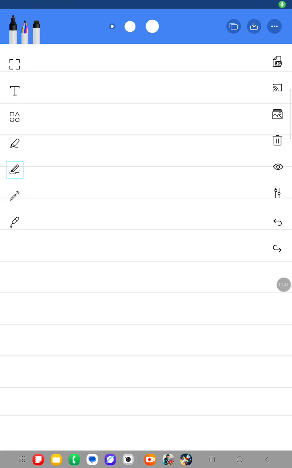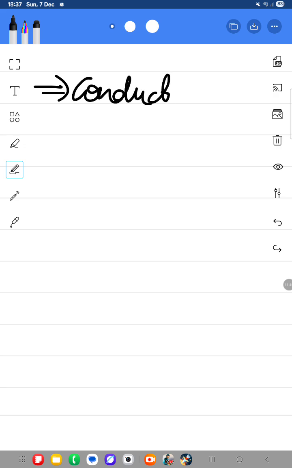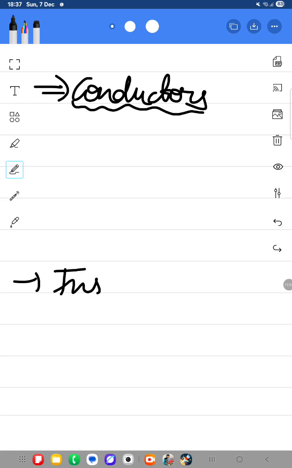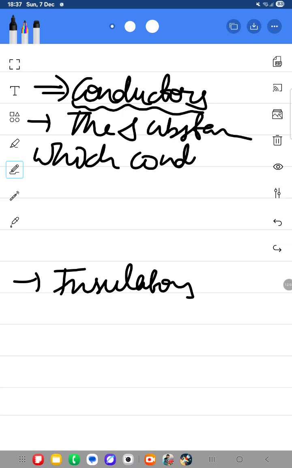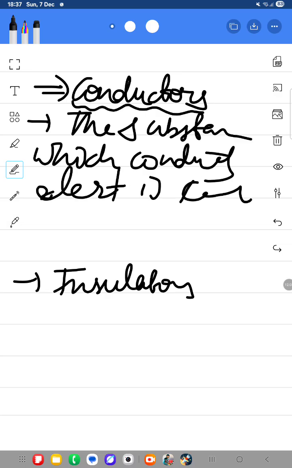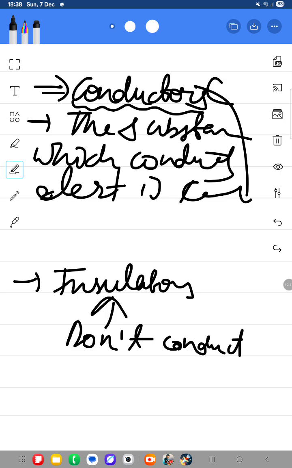Now from the basics I am going to tell you. I hope you know what are conductors and what are insulators. The substance which conducts electricity is called conductors. The substance which don't conduct electricity are known as insulators.